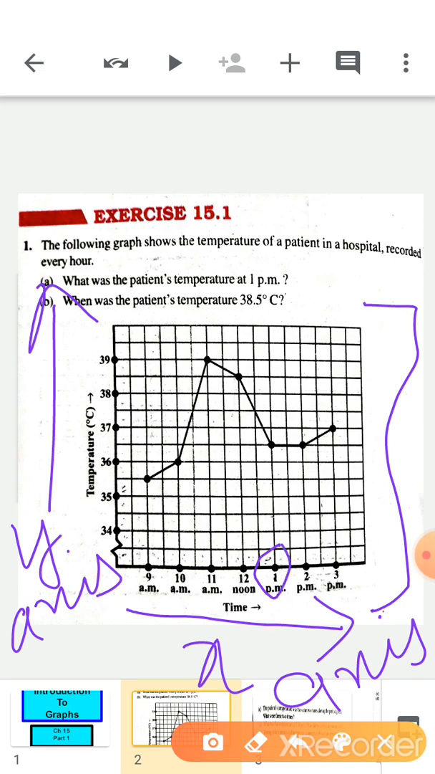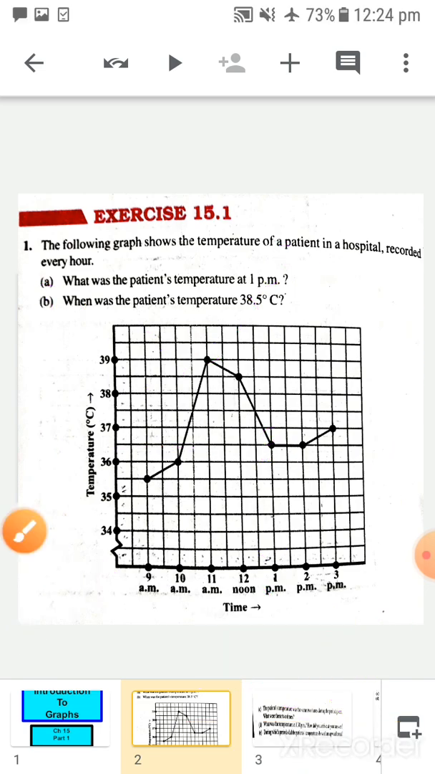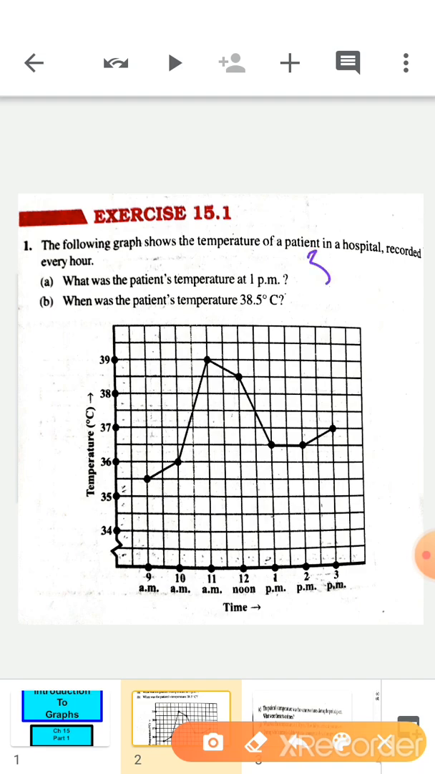So 1 p.m. is here. So let's see the dot of this. So this dot represents the temperature of the patient at 1 p.m. So move towards this direction. So it is between 36 and 37. It gives you 36.5 degrees Celsius. So in this way we can read the graph. Okay, so the answer of the first part will be 36.5 degrees Celsius.